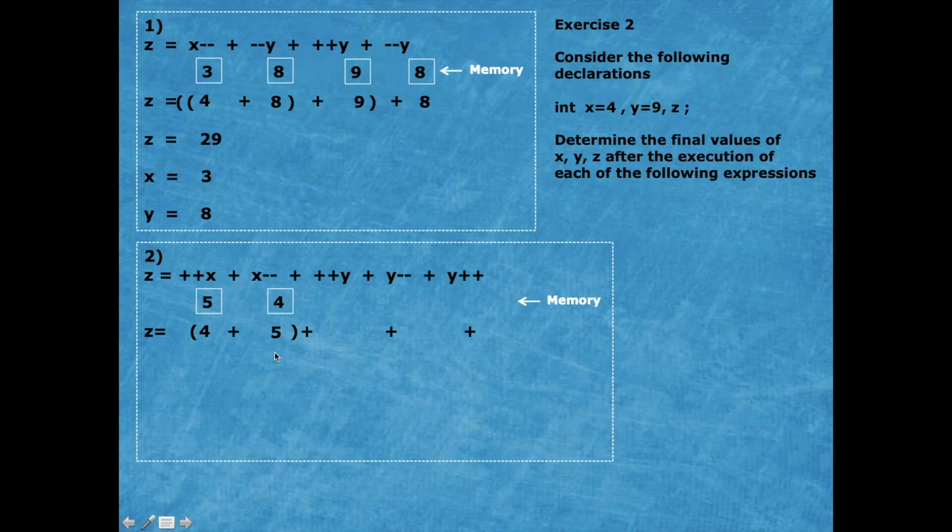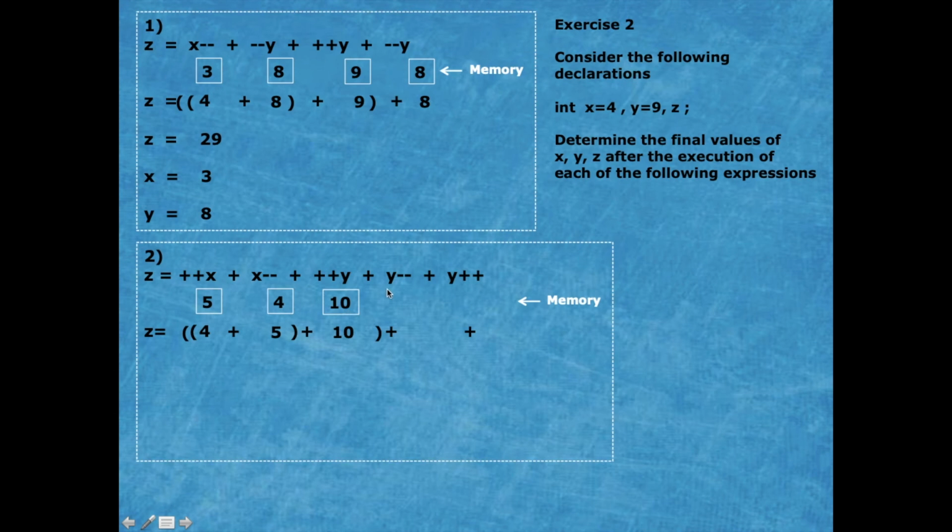Okay, moving further to right, plus y, so y is currently equal to 9. In the computer memory, it becomes equal to 10. After it becomes 10, again there is this addition operator over here, so we need to use 10 over here so that addition takes place. So this 4 plus 5 is 9. And plus 10, so the entire parenthesis becomes 19. Okay, let's move further.